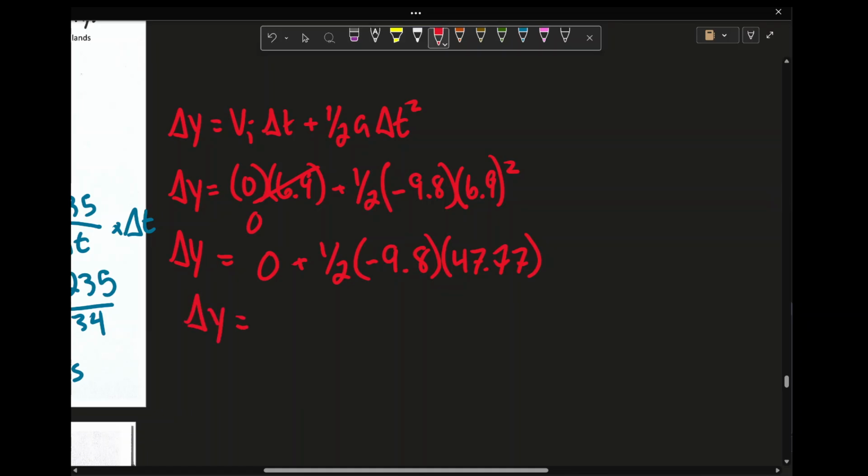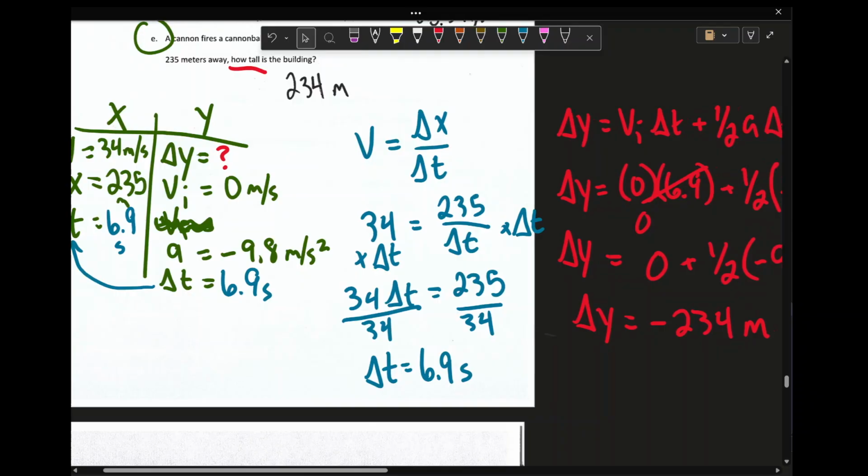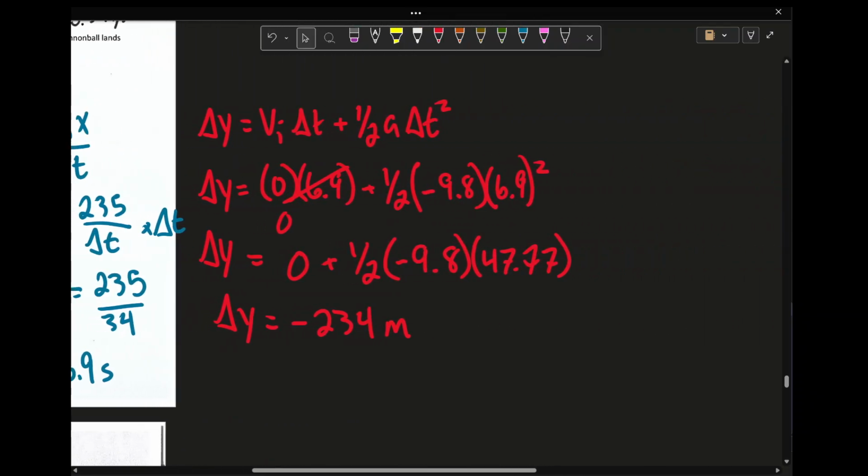Then if I do delta y and I do that times 9.8 times 0.5, I get negative 234 meters. Do I agree with myself? Yes, I do. Now, why is this negative and the answer is positive? Well, it has to do with what this means.